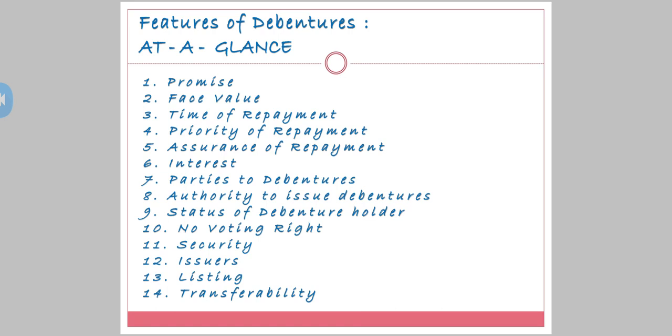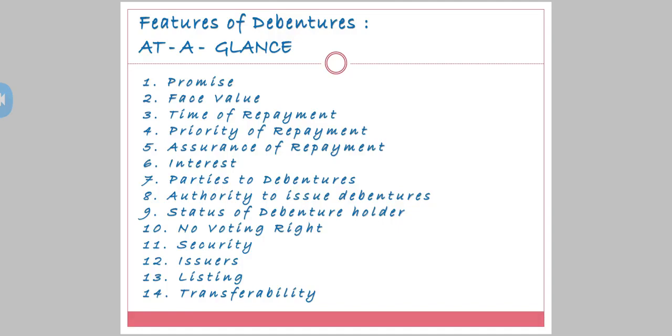Seventh one, you have got parties to debentures. There are three parties to debenture: the company itself, the trustees, and the third one, the debenture holder. Authority to issue debenture, the eighth point. Who has got the authority? Board of directors have got the authority to issue debentures. Then the ninth one, the status of debenture holder. The company is going to repay the amount. It's a liability for a company. So yes, debenture holder is a creditor.